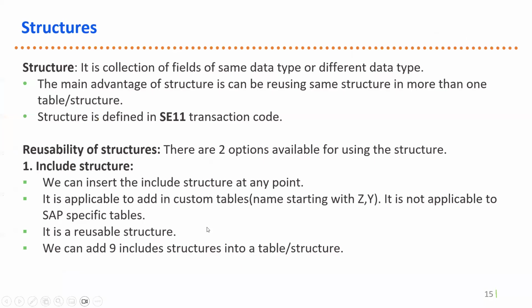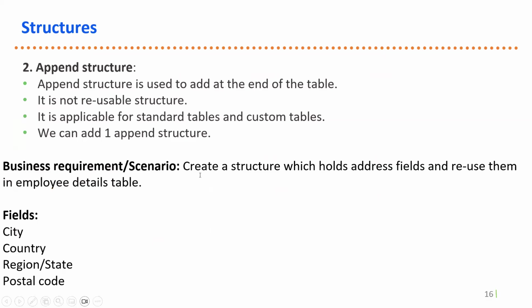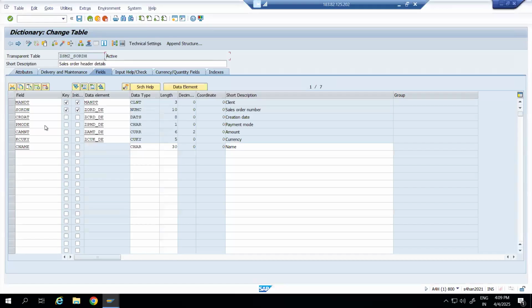So next we have a concept called structure. This structure we will use in programming and also tables. We already know what is meant by table. A table is a combination of rows and columns where we use different data types and fields. If you see in the table, we have used different data types like customer number, sorry, sales order number, creation date. These data types are not the same.